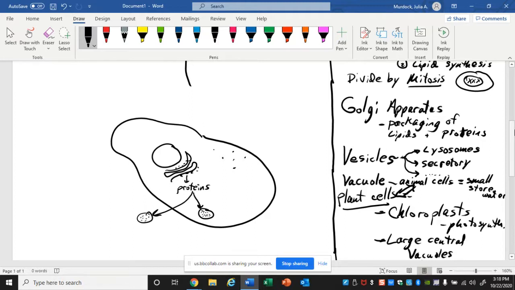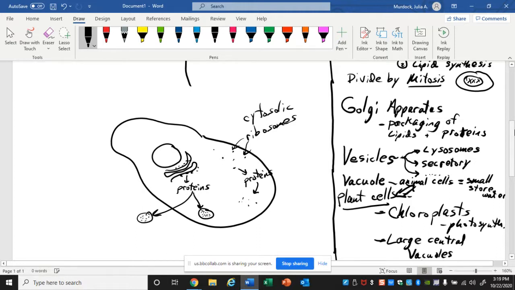These free guys out here, they're making proteins too. What's the fate of those proteins? They are going to make proteins that are going to be needed free in the cytosol, right? For whatever metabolic purpose is needed. So it's a little bit different from the rough ER ribosomes. Ribosomes are so small that we almost draw them as if they were molecules, even though they're not, right? These are cytosolic ribosomes. And these are rough ER ribosomes. And the proteins that they make are going to be for secretion or are going to stay within a vesicle and do work inside a vesicle.